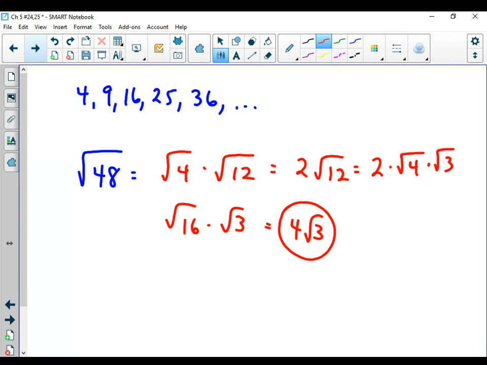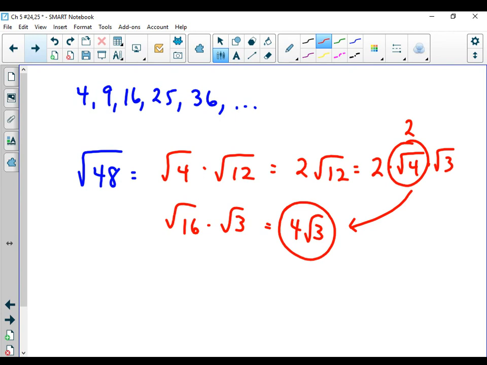that expression: 2 times the square root of 4 times the square root of 3. But the square root of 4 we know is nice and neat. That's really just 2. And 2 times 2 is 4. So I can still get there. It's just extra steps. So that's why it's best to go through your list and find the biggest one possible and use that one.